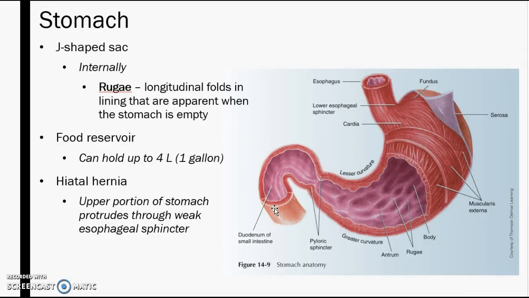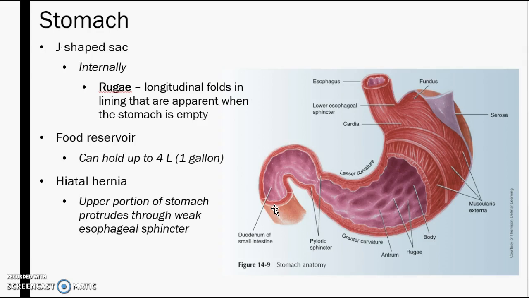The stomach. So let's take a look at that. This is a J-shaped sac. It's mostly muscle. Remember, it has 3 layers of muscle. Internally, the lining of the stomach, especially when the stomach is empty, has longitudinal folds in it. When the stomach is full, you probably wouldn't notice those as much, but when the stomach is empty, you can see those. They're called rugae.